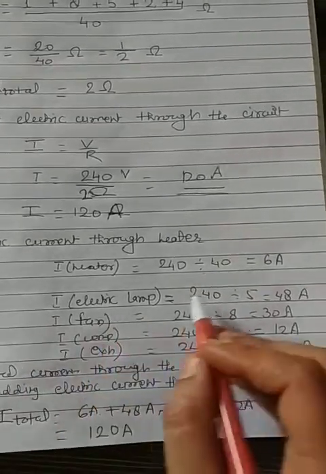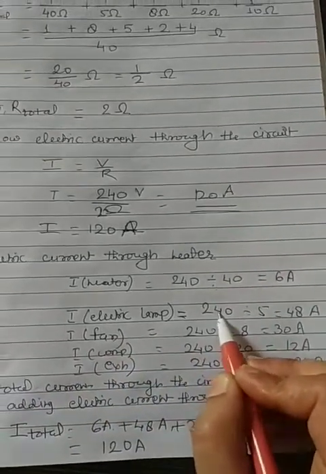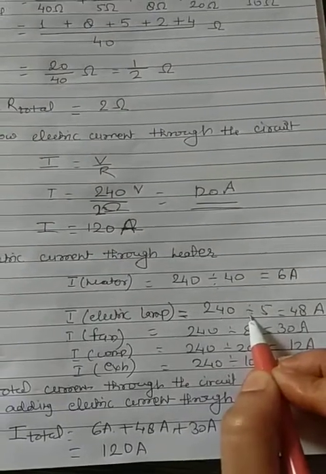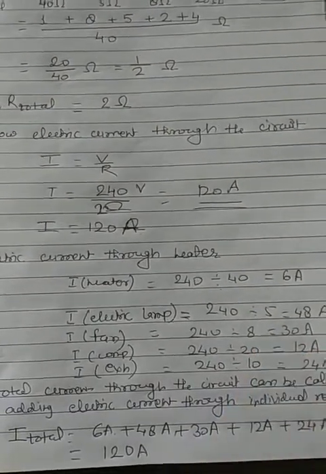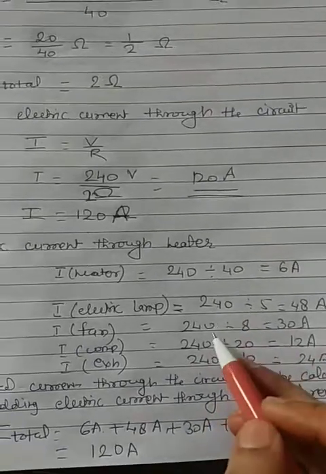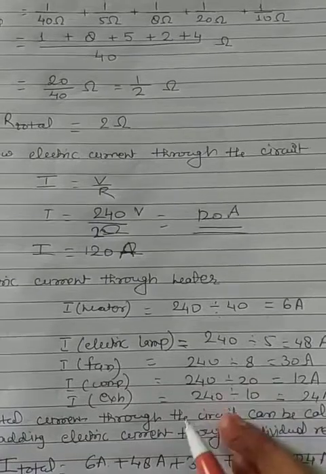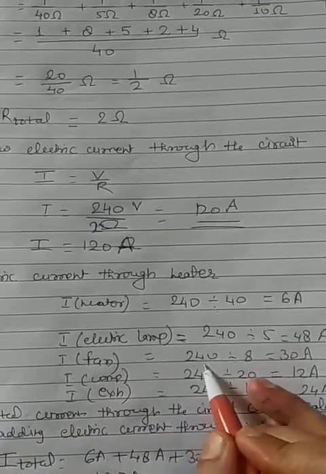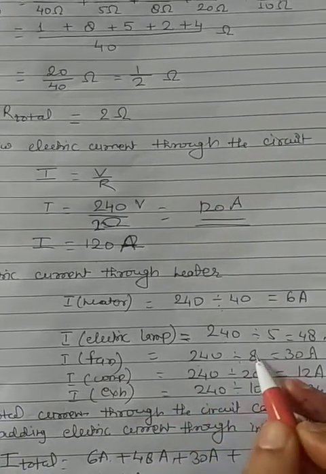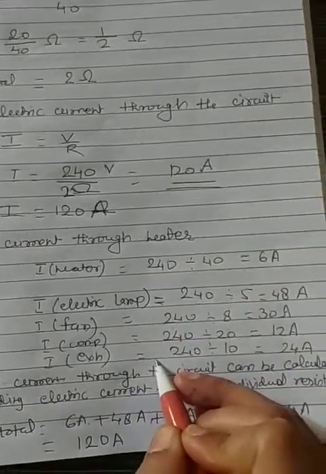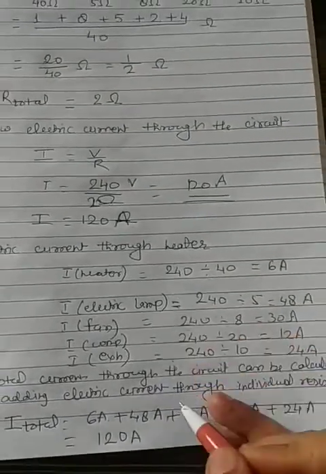For the electric lamp, V is the same for all, 240 divided by 5. We know that potential difference is the same across all the components in a parallel circuit. For the fan, 240 divided by 8, the resistance of the fan is 8. In this way we will get the electric current for each of the resistors. Got it?